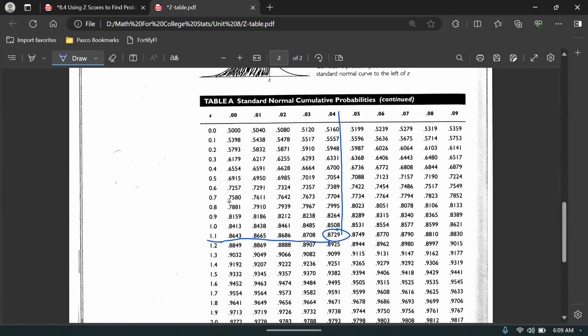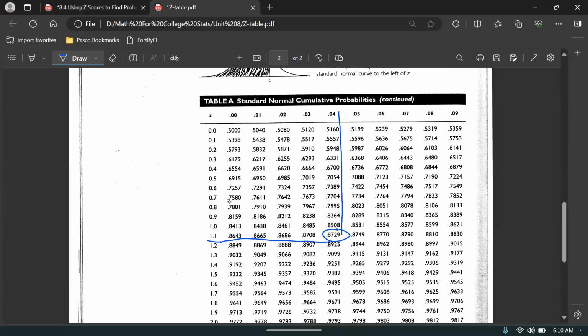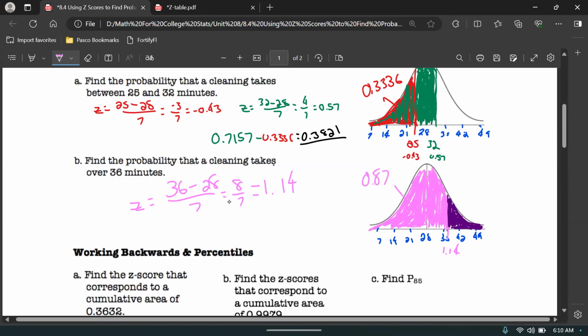All right. Yes. 0.8729. Now be careful. This is not my answer. This area goes to the left of 36, not to the right. So that number that we just saw in the z-score table, it's not the number we're looking for because it's the number that's left of 36. So everything that's in pink here that I'm drawing, that's the area that we just got. That's the area that it just told us. That area was what again? 0.8729.